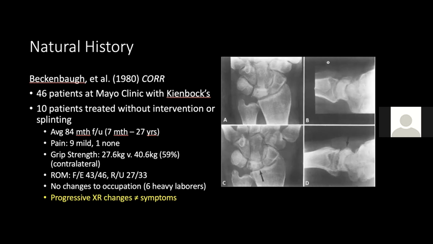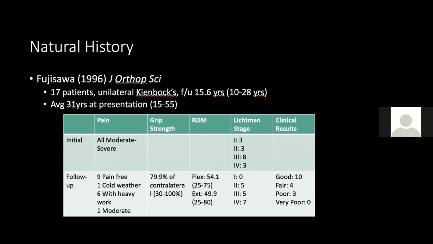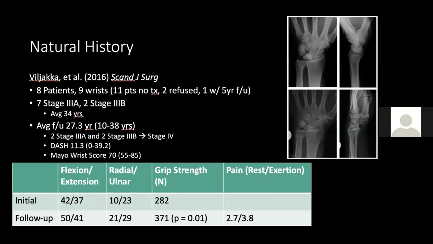The authors noted that while patients did note progression of deterioration on their radiographs, these changes were not entirely or directly linked to symptoms in their limited series. Another study published by Fujisawa in 1996 evaluated 17 patients at an average of 15 and a half years after initially being diagnosed with Kienbock's. And despite undergoing no surgical intervention, these patients experienced similar results with a grip strength averaging 80% of the contralateral side, limited pain, and approximately half the normal range of motion of a normal wrist.